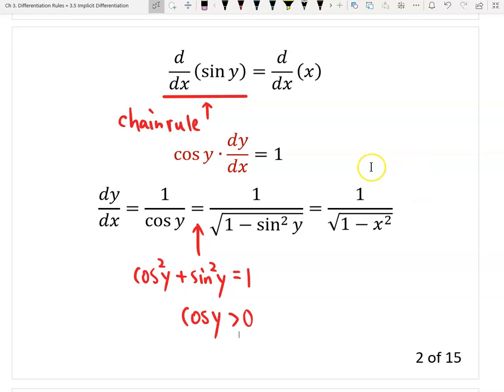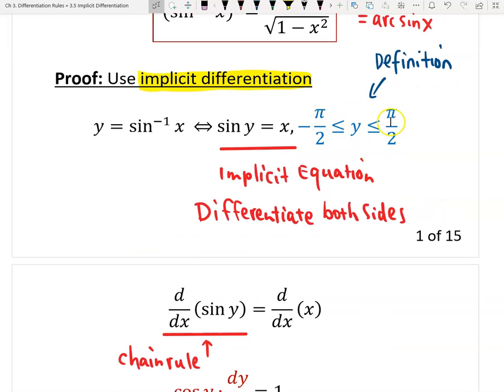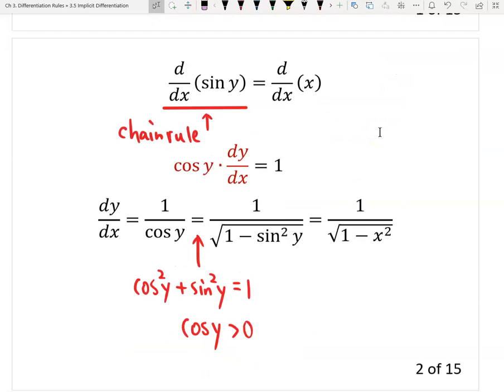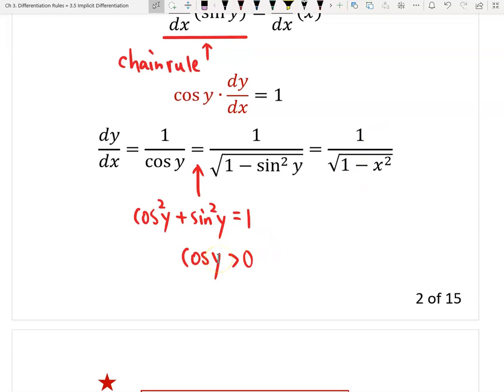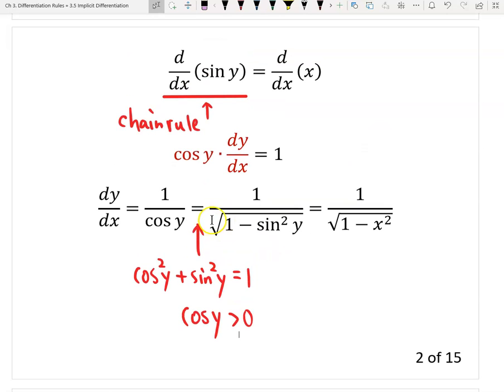Why is cosine positive? Let me look at y. See, here is the most important. Y belongs to quadrant 1 and quadrant 4. No matter which quadrant, cosine is always positive, right? So that's why we don't have a negative here on the bottom.